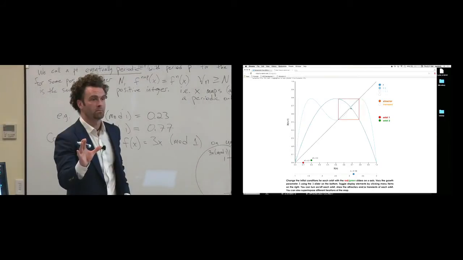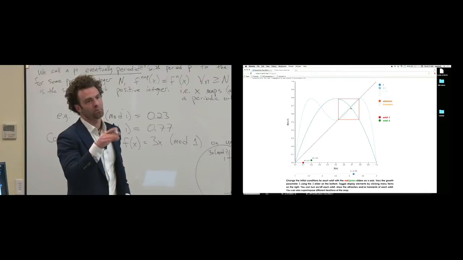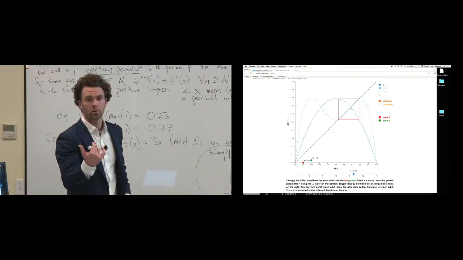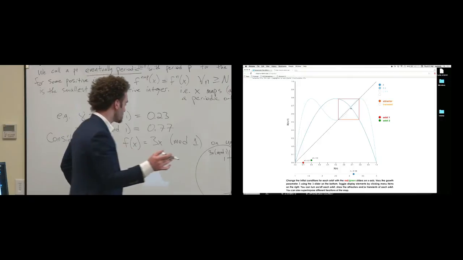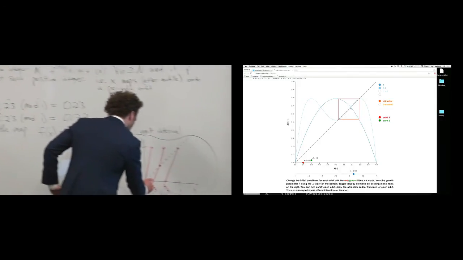Louder. 1/4. 1/4 goes to 3/4, which goes to 9/4, but we're not allowed to say that because we're living between 0 and 1. We take out the 8/4 of it, and we're left with 1/4 again. So 1/4 is on a period 2 orbit. A quarter is on a period 2 orbit. That's awesome. Let's draw that.